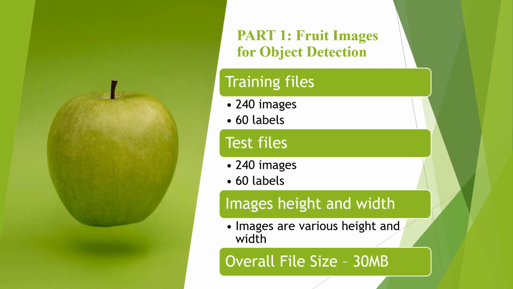So first, this is the fruit image for object detection. This is the data set that I found on Kaggle, and in the training files, there are 240 images as well as 60 labels. And there are also 240 images and 60 labels in the test files as well.